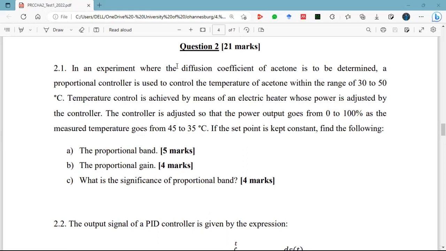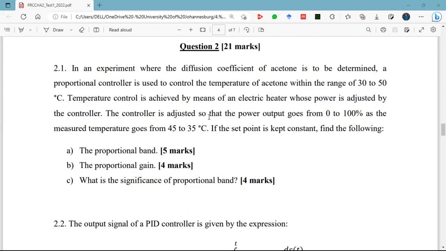All right. So the question says that in an experiment where the diffusion coefficient of acetone is to be determined, a proportional controller is used to control the temperature of acetone within that particular range, 30 to 50 degrees. Temperature control is achieved by means of an electric heater whose power is adjusted by the controller.